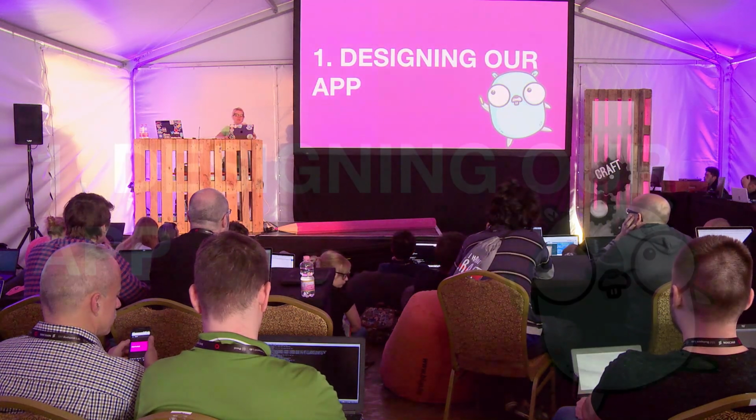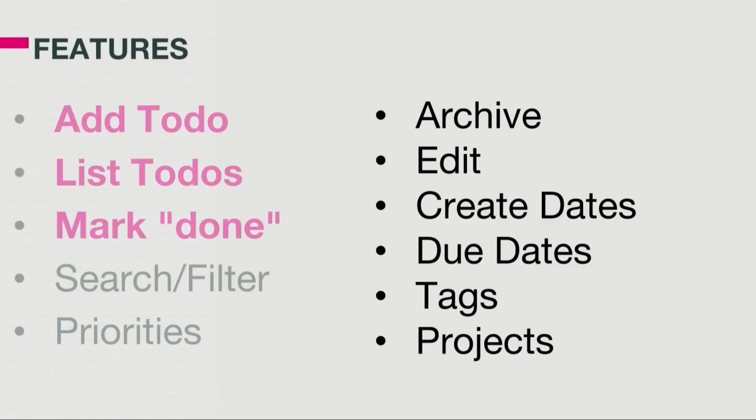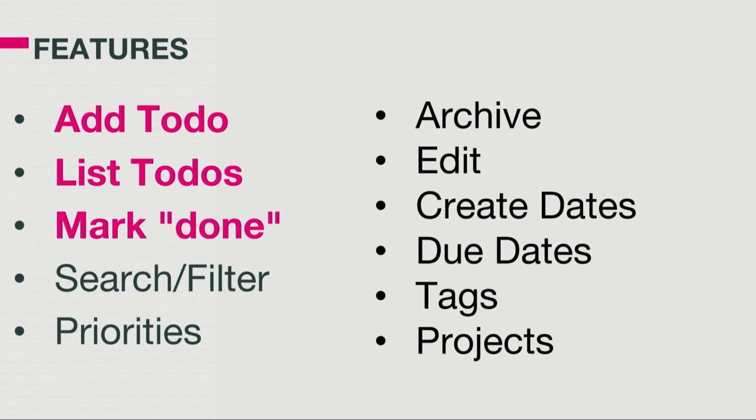So now we're going to talk about designing your app and what features you want. We are building a to-do application. Pick 3 things. I've highlighted what are the most common things, but what would you want your to-do app for?